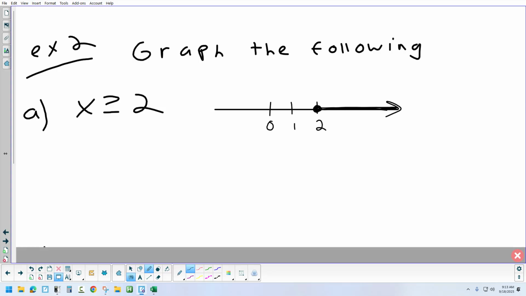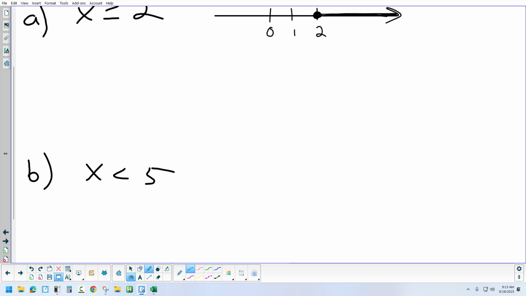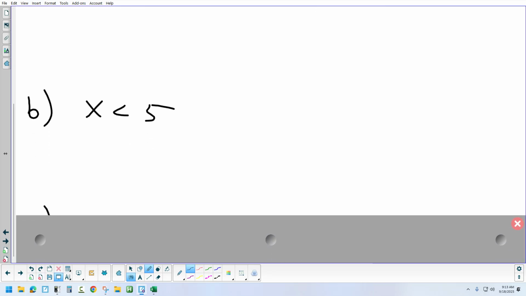Yeah. Parentheses, say that again? Not the parentheses, the bracket. Bracket. Okay. Yep, so the book would show you a bracket on 2, shade right. Okay. So that's changing an inequality into a graph. Let's try another one of those. How about x is less than 5?